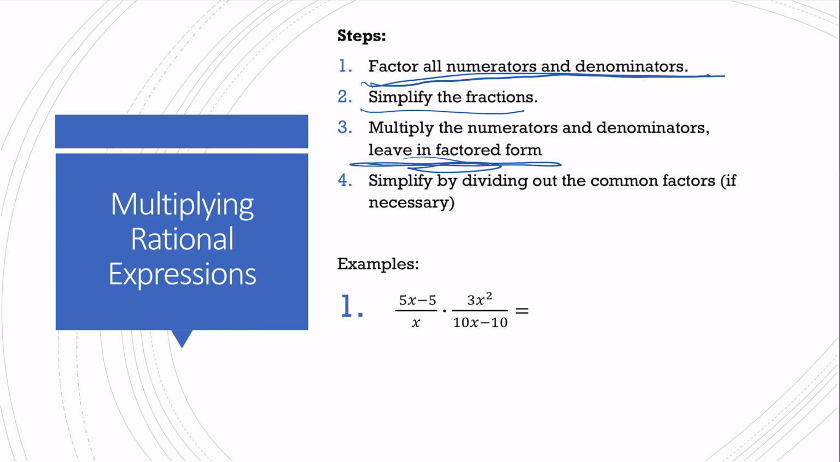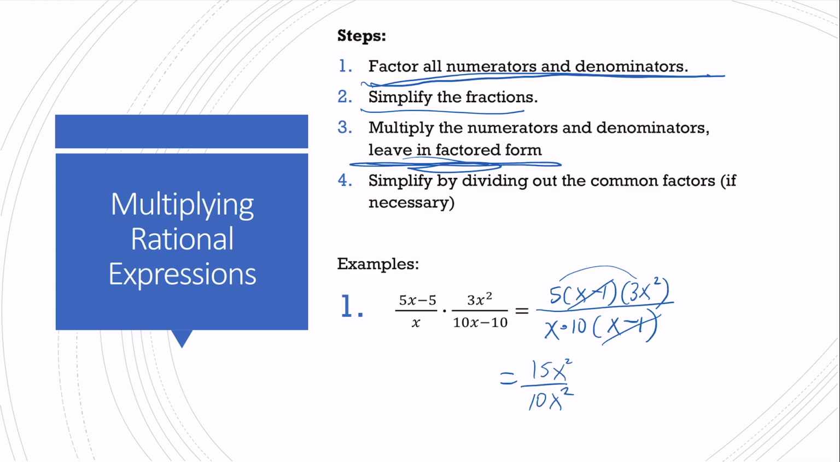So for example, I have 5 times x minus 5 over x times 3x squared over 10x minus 10. So I have 5 times x minus 1, all that times 3x squared over x times 10 times x minus 1. We can see what's going to cancel here, but if we didn't, it's okay. So let's pretend that we only see that this x minus 1 is going to cancel out. That leaves me with 15x squared over 10x squared. And not x squared, sorry, just over 10x.